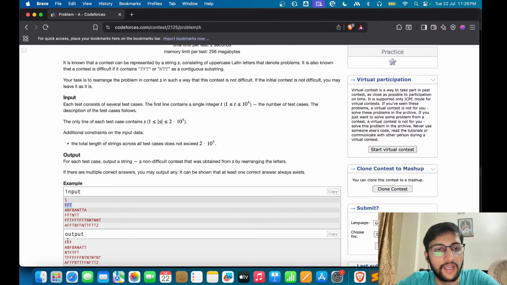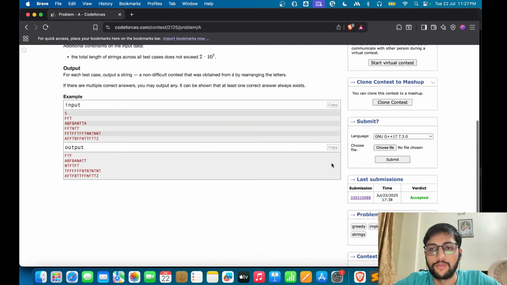If we take a look at the test cases, FFT is a direct match, so we can have FTF, so we can just swap these two and have a valid string. And in this you can see that there is NTT, so if you swap this, then also this conforms. Now a very simple observation to this problem is that T comes after F and N in the alphabet. So if you put T before F and N in the string, then you can never have such a pattern. So basically sort the string in the reverse order. So T will always come before F and N, and you will never have such a pattern.